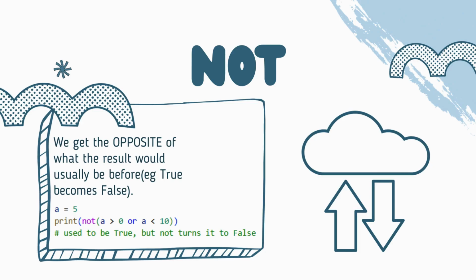The NOT keyword gives the exact opposite of the previous answer, and we use brackets around our statements to use the NOT keyword. What I'm trying to say is, on the previous slide, we had OR, which gave us true. Now think of that true in brackets, and then we put NOT around that true. Then we get false. So we get the exact opposite of true, which is false.